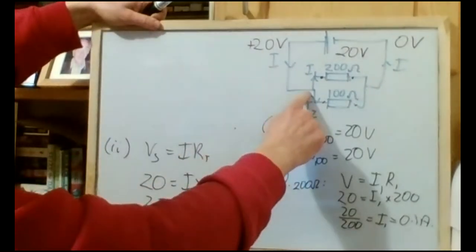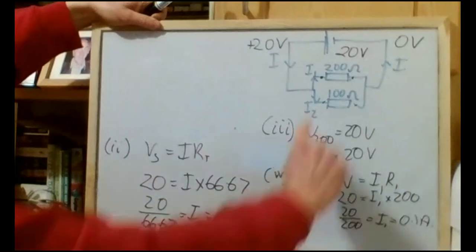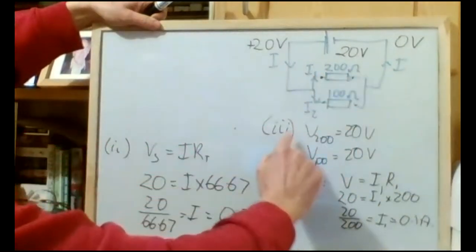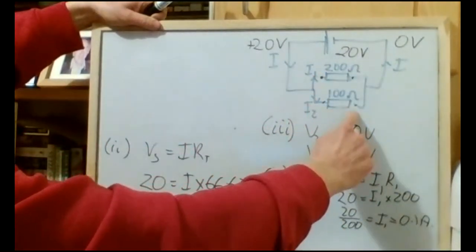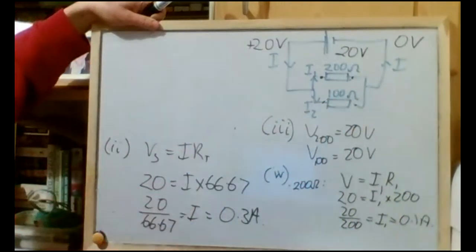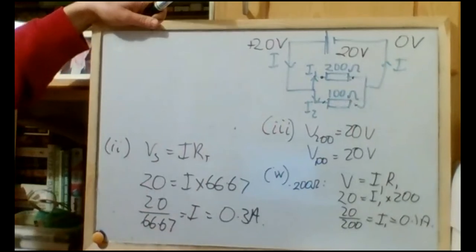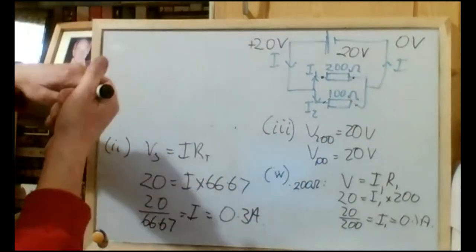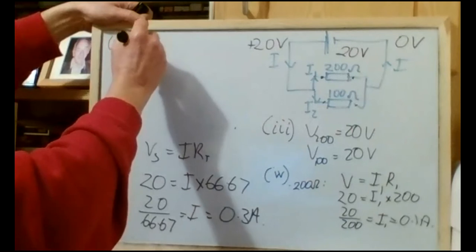Now we know the current here is 0.3 amps. 0.1 amp goes that way. So we can say fairly certainly that the 0.2 amps, the rest of the current, must have gone that way. There's no other possibility. But anyway, we'll carry on for part 4 and say 100 ohms.